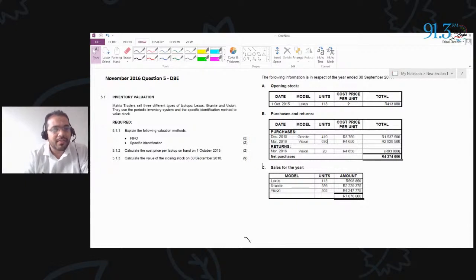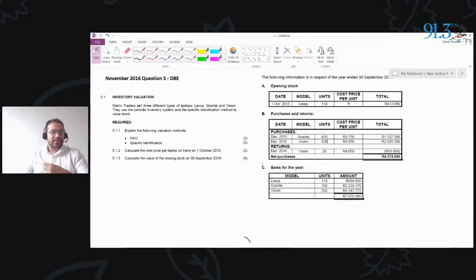November 2016, question 5, Department of Basic Education question paper says the following. 5.1 Inventory Valuation. Matrix traders sell three different types of laptops: a Lexus, a Granite, and a Vision. They use the periodic inventory system and the specific identification method to value the stock. Now, very important. The next one says 5.1.1 explain the following valuation methods. In a paper, they will not necessarily ask you to calculate the inventory using a specific valuation method, but they can also ask you a theoretical question that you have to know when calculating the closing stock using the specific valuation method.